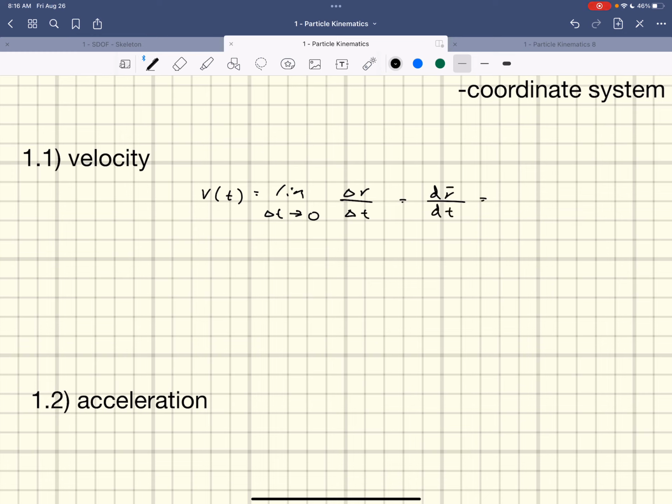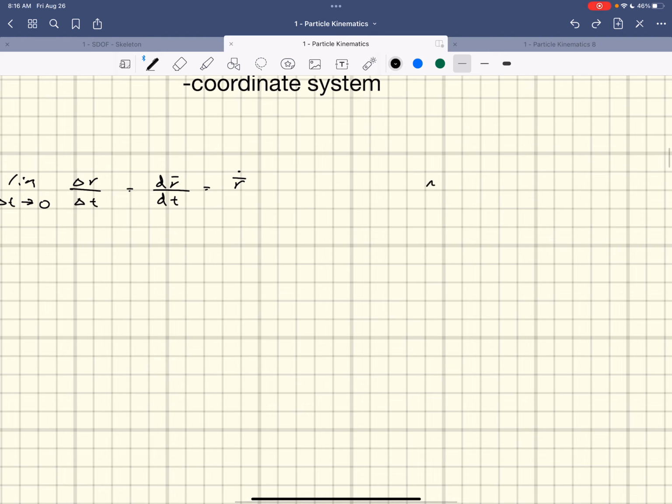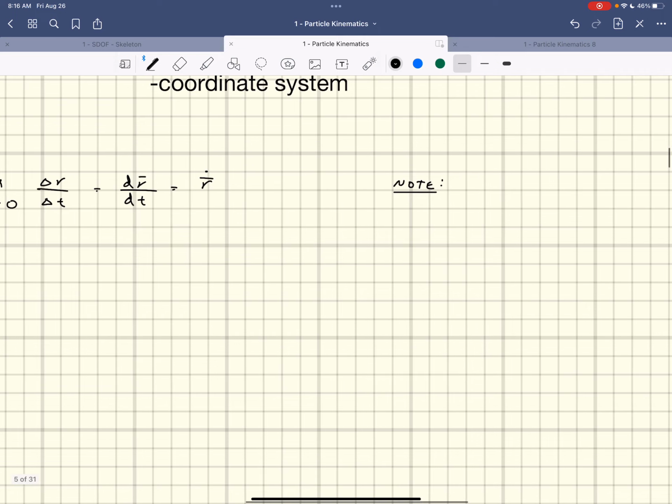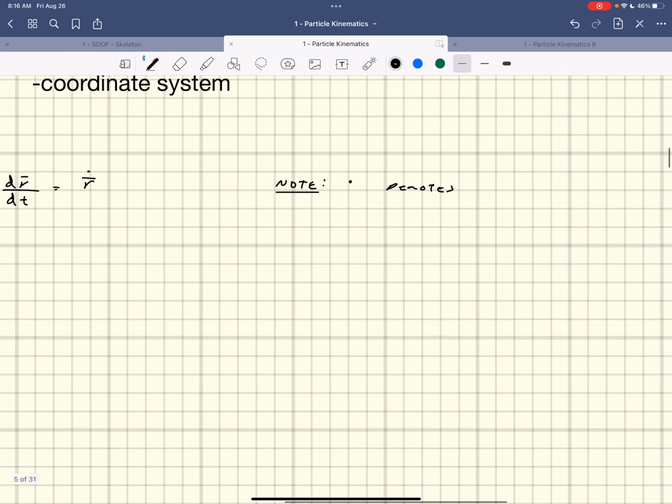Another way to write that as shorthand is r dot. Put a little dot on top of it. It's shorthand for saying I'm taking the time derivative of r. That's velocity, okay? A little side note over on the side: there's just mechanics notation for you. Note, the dot denotes a time derivative.